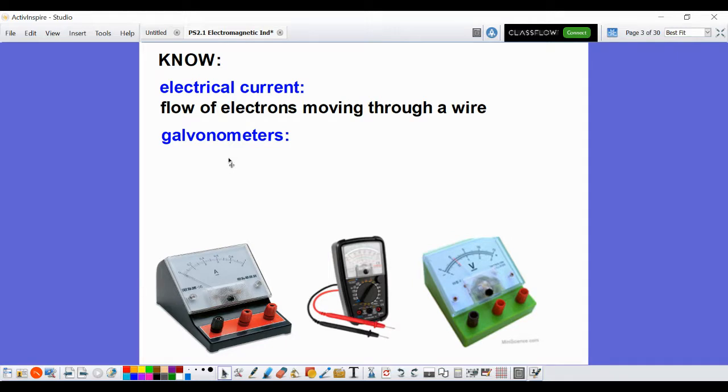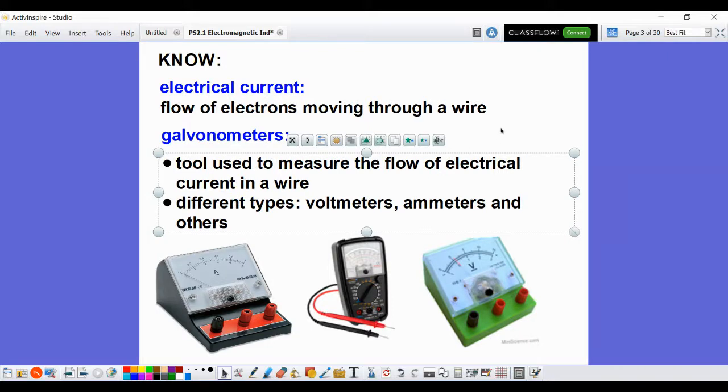A galvanometer, there are 3 different examples here, and there are thousands of different examples. You can have digital ones, you can have analog ones. There are lots of different varieties of a galvanometer, and it's a generic term, okay? I say generic because a galvanometer is simply a tool used to measure the flow of electrical current in a wire. There are different types, but they basically do the same thing. They measure electrical current in a wire, but they're called different things.